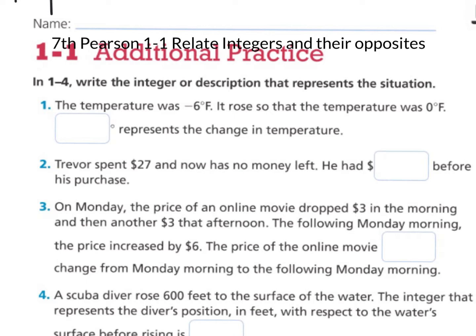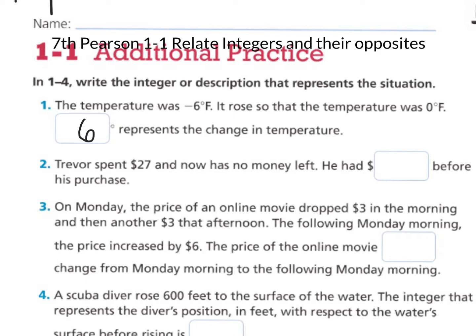So if you think about it, if it was at -6, to get to 0 we would have to go up 6. So 6 degrees Fahrenheit represents the change in the temperature. It has to be a positive change. Notice also those are opposites, and opposites add up to 0. -6 plus 6 equals 0.